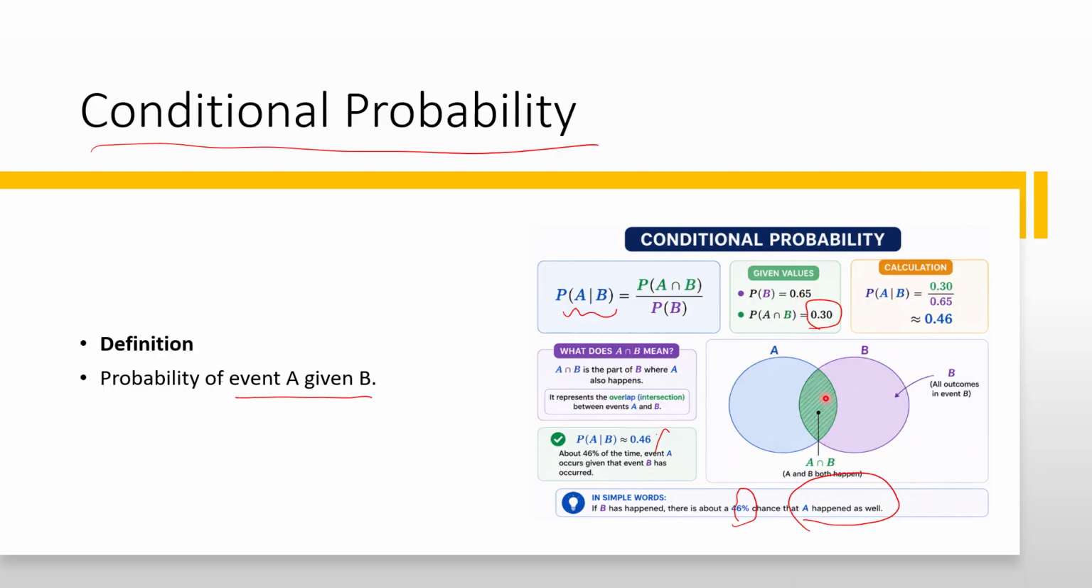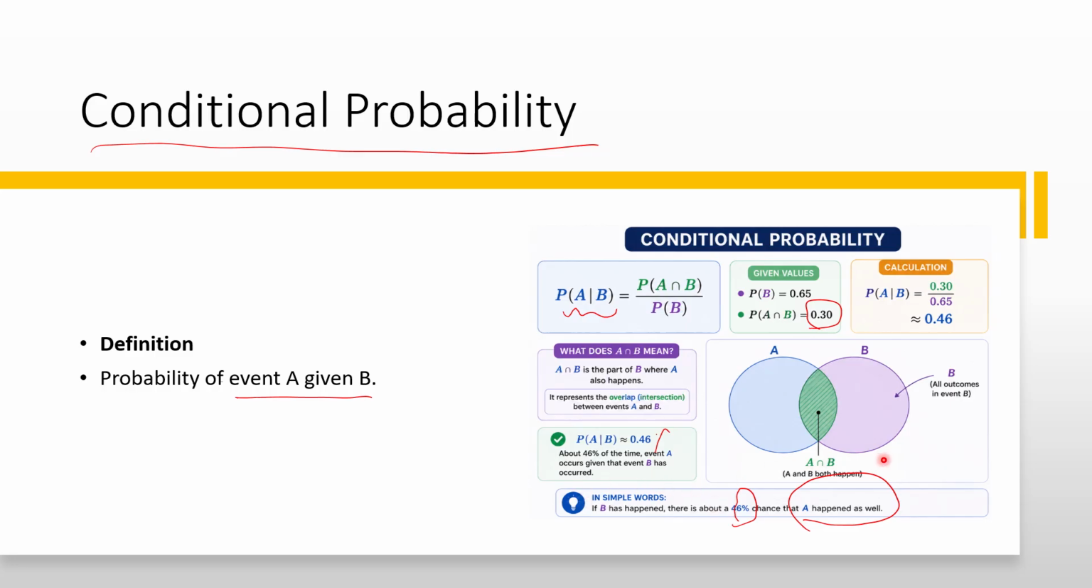The given values are P of B is 0.65 and P of A intersection B is 0.30. So what is P of A given B? We apply the formula: P of A intersection B, 0.30, divided by 0.65, so the probability of A given B is 0.46. That is 46%. A intersection B is an overlap. A given B means 46% of the time event A occurs given that event B has occurred.